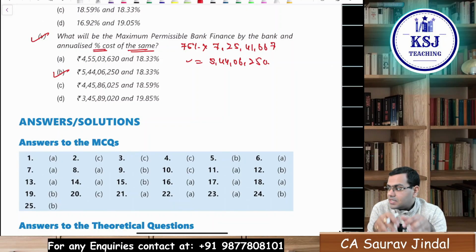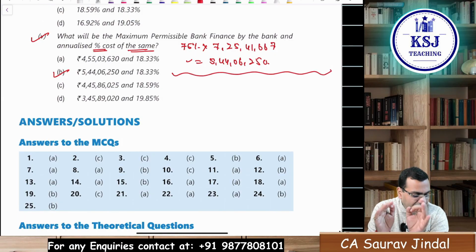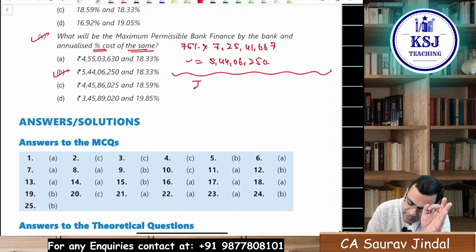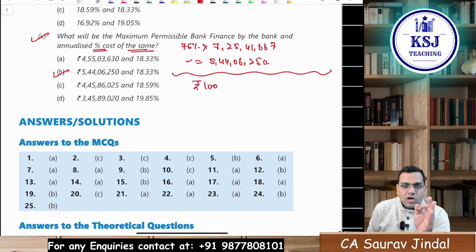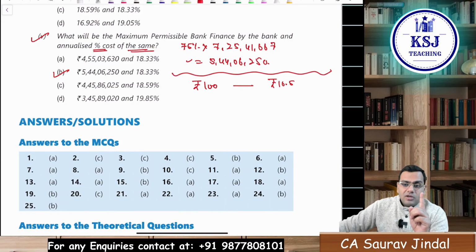So that means the ICAI has committed a mistake, sir. No, ICAI has not committed a mistake here. Try to understand what the bank is saying. Bank says, okay, I'll give you a rupees 100 loan. On that 100 rupees loan, I will charge 16.5% interest. That means what is the interest amount that is paid? That is 16.5 rupees, isn't it? On the 100 rupee loan, 16.5 is the interest amount.